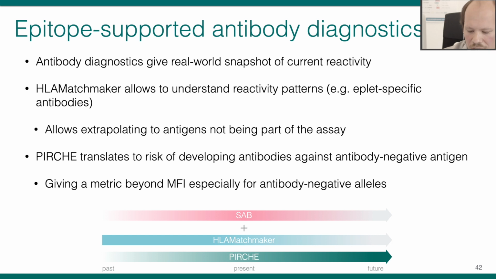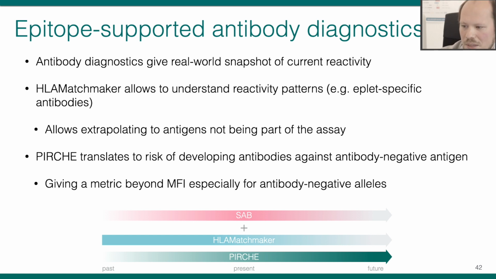So I guess the future is epitope-supported antibody diagnostics, and this here again shows that it's important to consider all of the different models, because your antibody diagnostics, so actually finding those antibodies, is only one step. It's a snapshot of the current situation, and you need the matchmaker to understand these patterns and allow extrapolation for other antigens that are not part of your test. And then you can explain a bit these reactions and make a good decision for unacceptable mismatches.